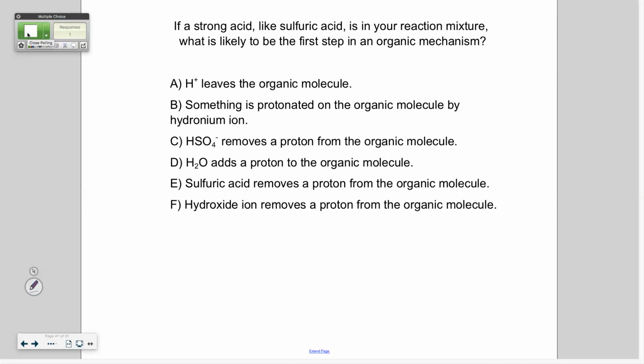You don't like words? You like pictures. If a strong acid like sulfuric acid is in your reaction, what is likely to be the first step in an organic mechanism? A, H plus leaves the organic molecule. B, something is protonated on the organic molecule by hydronium ion. C, HSO4 minus removes a proton from the organic molecule. D, H2O adds a proton to the organic molecule. E, sulfuric acid removes a proton from the organic molecule. F, hydroxide ion removes a proton from the organic molecule. I gave you F.